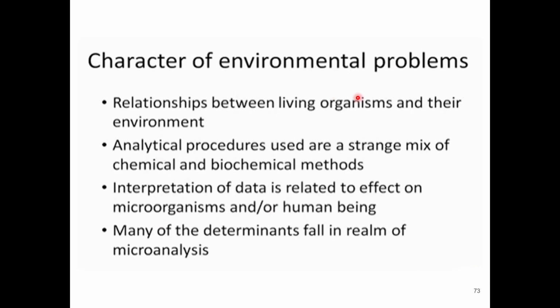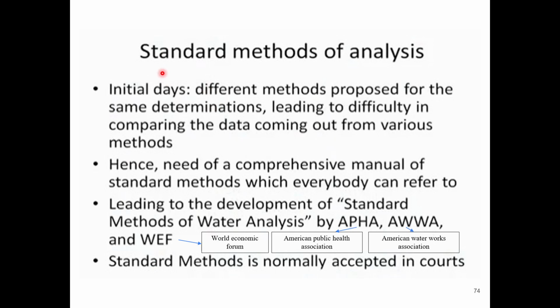And the character of environmental problems: relationships between living organisms and their environment. These are some of the characteristics. And the analytical procedures used are a strange mix of chemical and biochemical methods. We will look into this in the coming classes. There is interpretation of data related to the effect on microorganisms and or human beings, and many of the determinants fall in the realm of microanalysis. That is, we have to go for microstructural characterization because it is not possible to find the determinants by the naked eye. So here comes the requirement of standard methods.